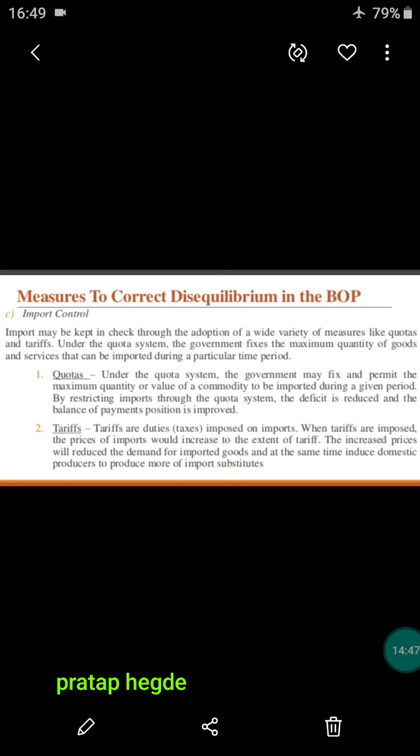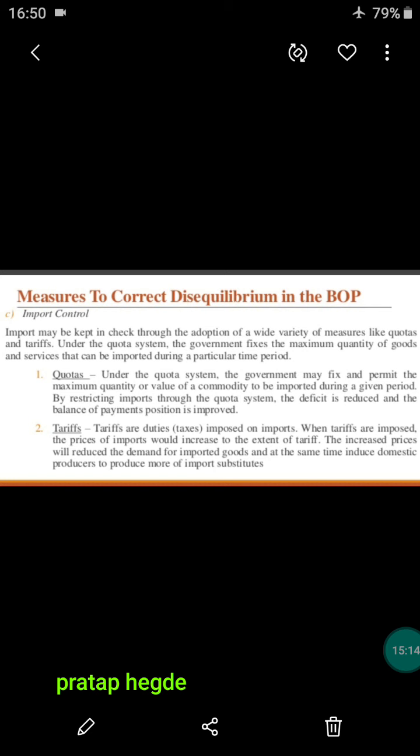Next, imposition of tariff or increasing tariff rates. Tariffs are nothing but taxes imposed on imports. So whenever a country imports a certain commodity, a tariff will be imposed. It's called a tax. When tariffs are imposed, the prices of imports would increase to the extent of the tariff.